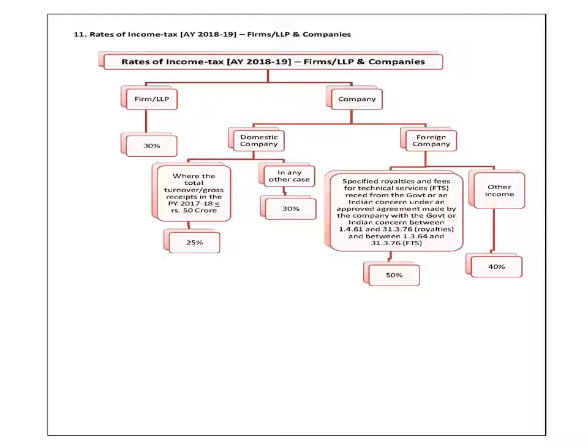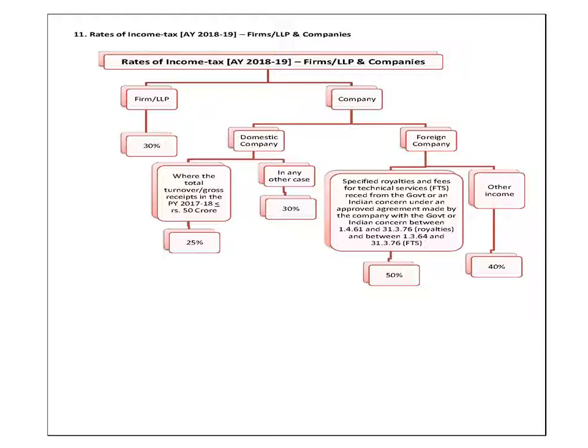Okay. So first, we are going to see for a firm or an LLP. The rate of income tax is 30%. Okay, very simple. Now, for a company, under company we have domestic company and foreign company. What is a domestic company? A company which is registered in India is called a domestic company. A foreign company is a company which is registered outside India.